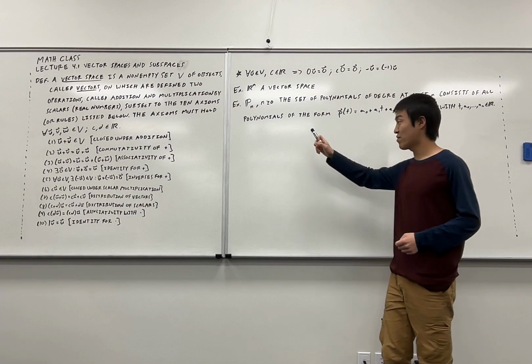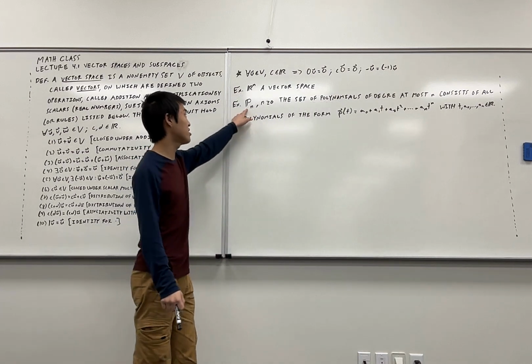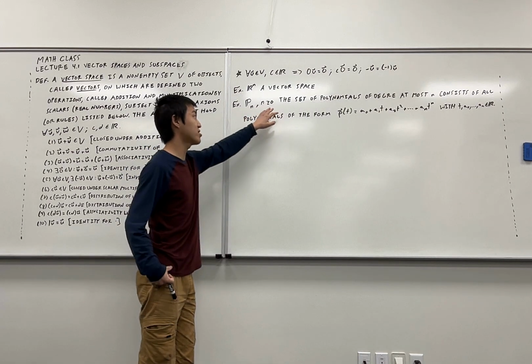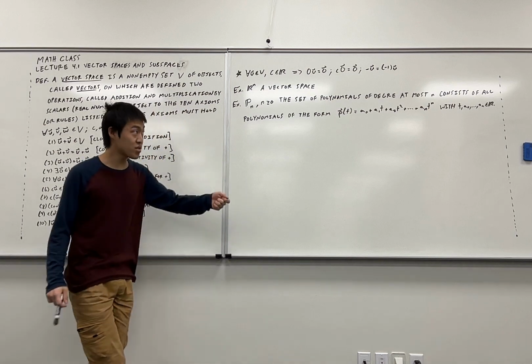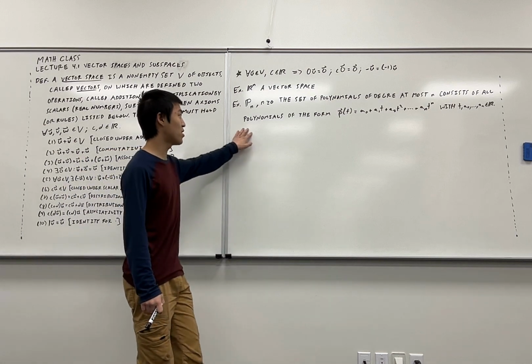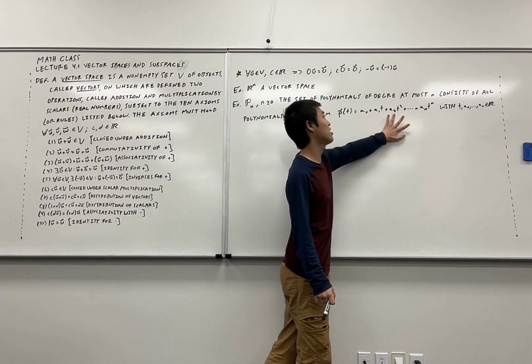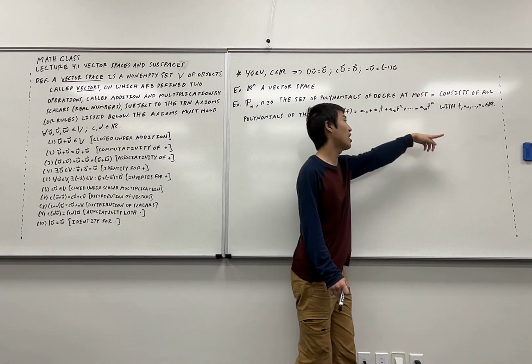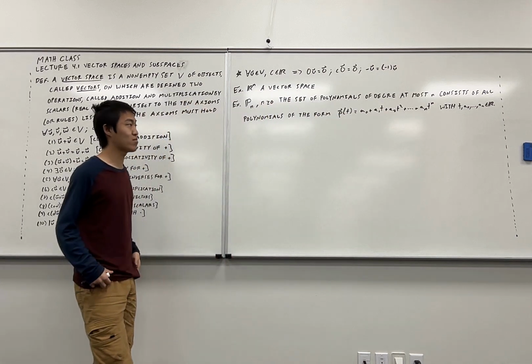Now, there are other types of vector spaces. One of my favorite examples is this double-struck P sub n, where n is greater than or equal to 0. This is the set of polynomials of degree at most n, and it consists of all polynomials of this form, right? P of t is equal to a0 plus a1 t plus a2 t squared, and so on and so forth, where t and the a0 through an are just real numbers, okay?